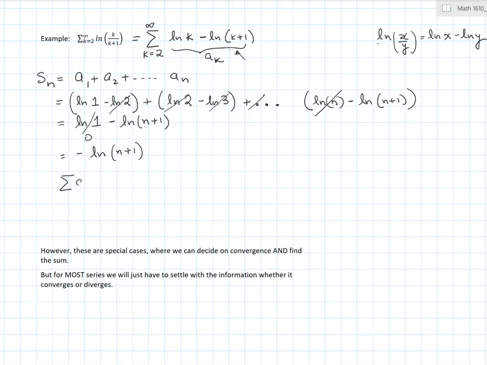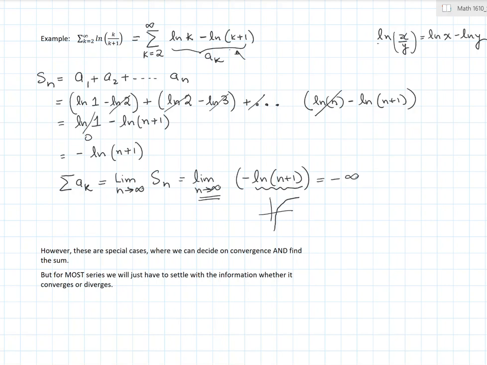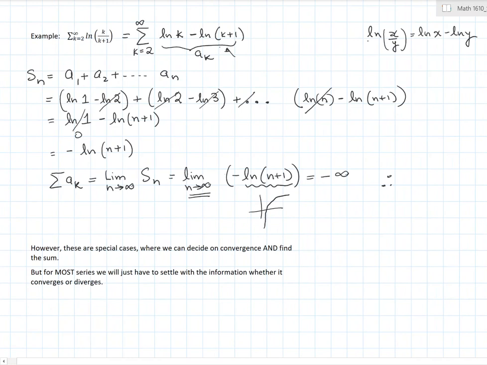So if we are looking for the sum of this series, then I have to find the limit of the Sn sequence. So that means the limit of negative ln of n plus 1. But the log is a function that looks like this, goes to infinity. So as n goes to infinity, this is going to negative infinity. So therefore, this diverges.